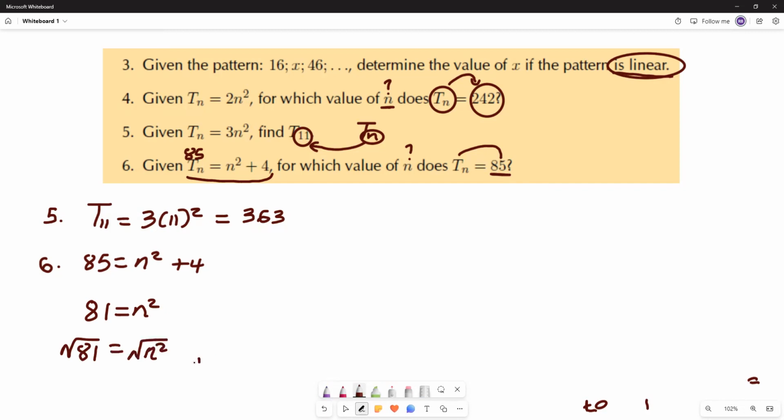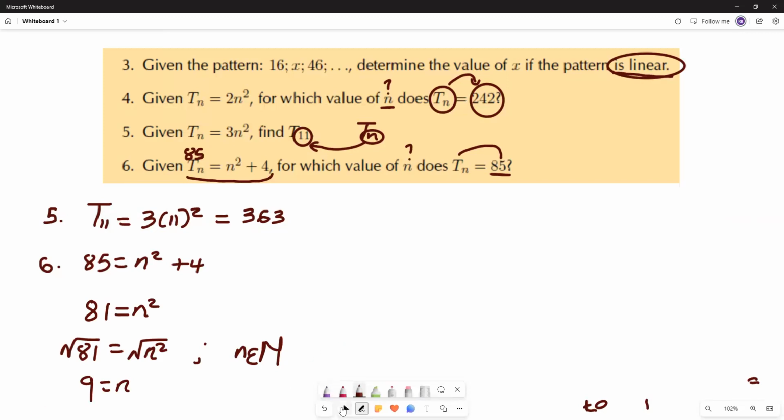N squared. And then here you always have to show that n are elements of natural numbers. You are giving us the reason why you are not plus minusing. Remember, when you square root, you need to plus minus, unless you have a reason not to do so. So n will be 9, which means the 9th term will give you the value of 81. Okay.